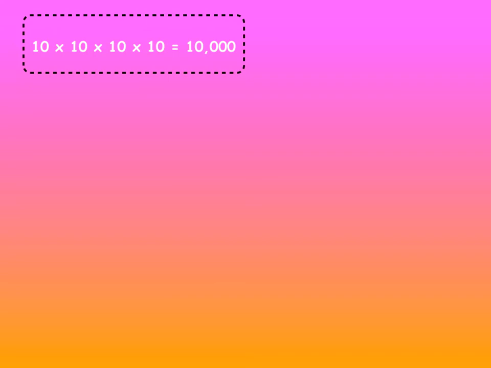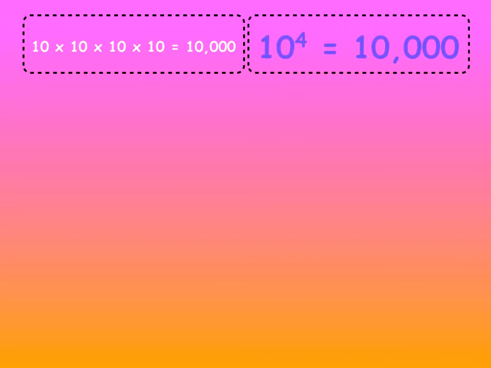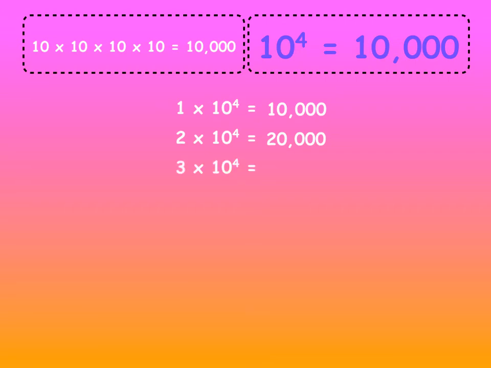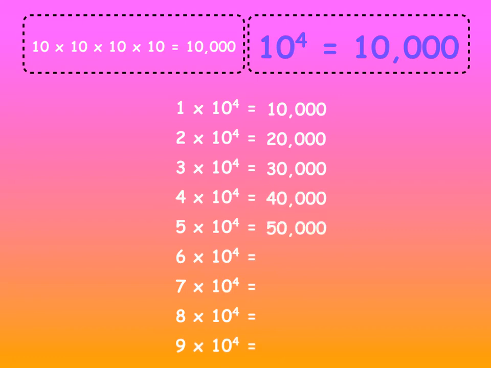10 times 10 times 10 times 10 is 10,000. It's 10 to the fourth power. 1 times 10 to the fourth power is a 1 followed by, you guessed it, 4 zeros. 2 times 10 to the fourth power is a 2 followed by 4 zeros, so that's 20,000. 3 times 10 to the fourth power, 30,000. And it keeps going the same way.